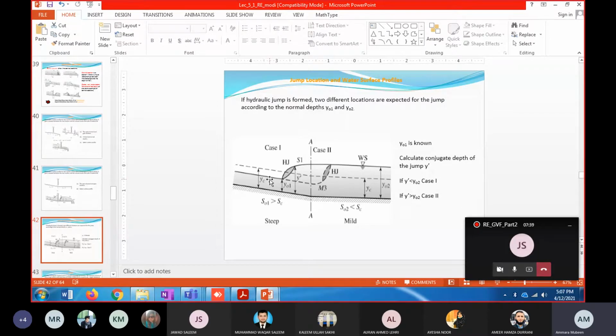Okay, so you have to judge whether this hydraulic jump will be formed before the control section, and this is the control section where there is a change in bed slope. Well, you have to think whether this hydraulic jump will be formed before this control section or after this control section.